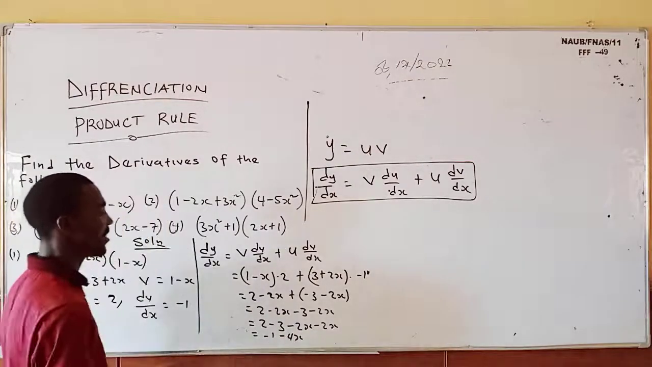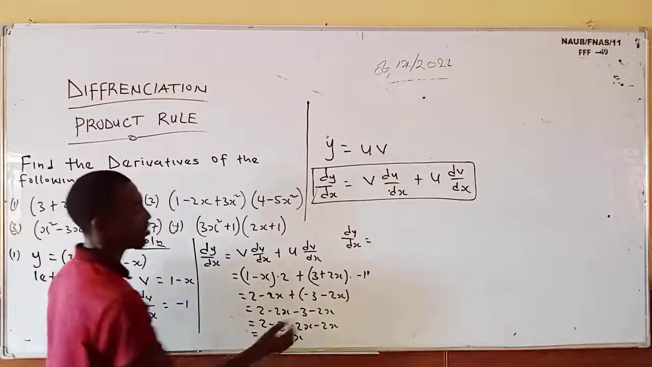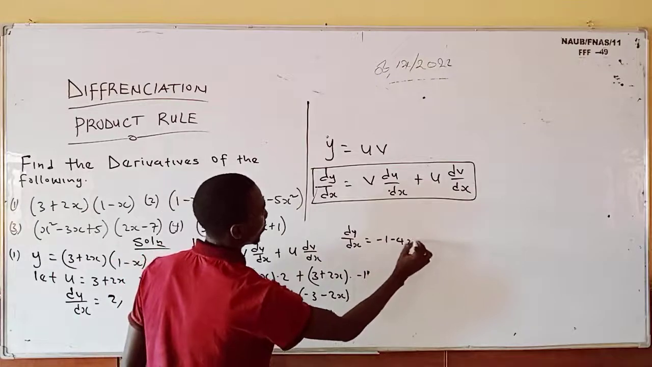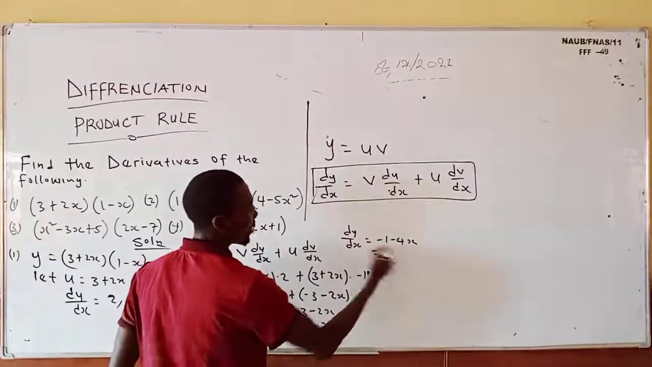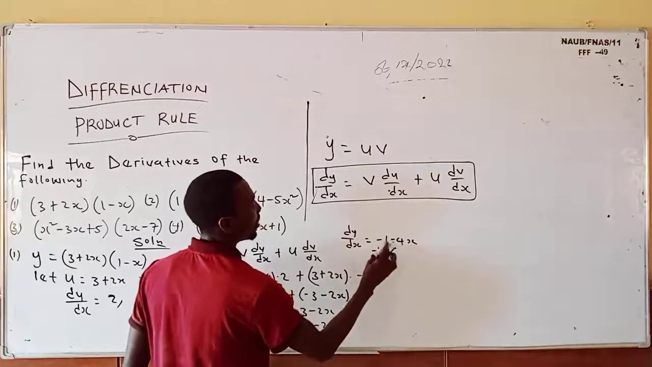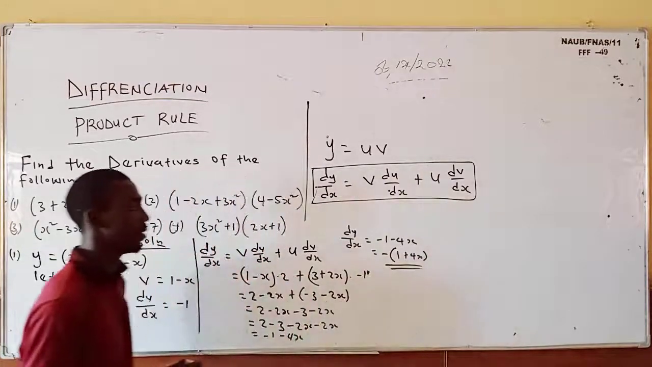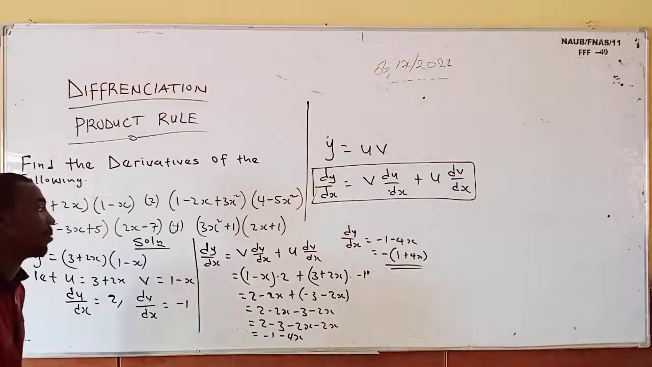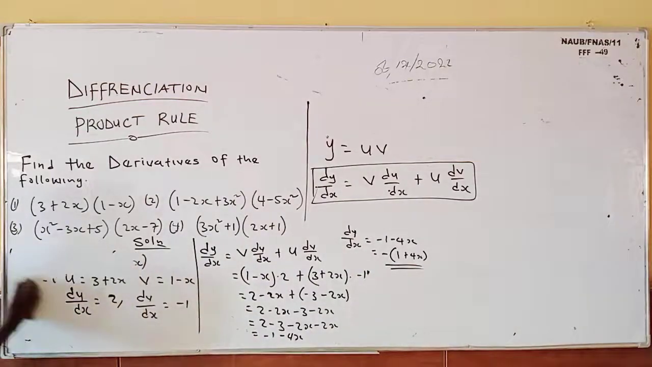So dy over ds is nothing but minus 1 minus 4s. So this is our answer. Or you can factor out the minus. If you factor out the minus, you'll be left with 1 plus 4s. So that is our answer for question number 1. I hope you understand this. So the next question, question number 2.